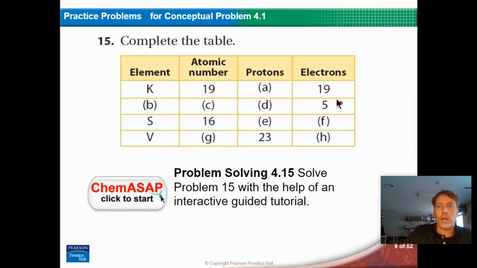Okay, what element is going to have 5 electrons? Well, we'd have to look at our periodic table. If it has 5 electrons, that's 5 protons. If it has 5 protons, it has an atomic number of 5. Element number 5 on our periodic table is boron.